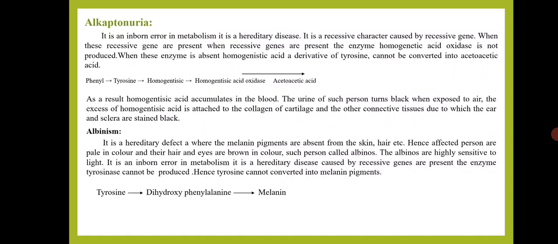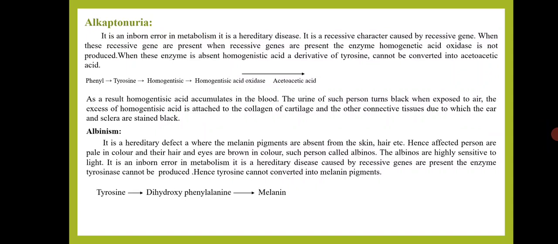Next is alkaptonuria. It is also an inborn error of metabolism, a hereditary disease characterized by a recessive gene. As a result, homogentisic acid accumulates in the blood. Urine of such a person turns black when exposed to air. The excess acid is attached to the collagen of cartilage and connective tissue, due to which the ear and sclera are stained black. Next is albinism.